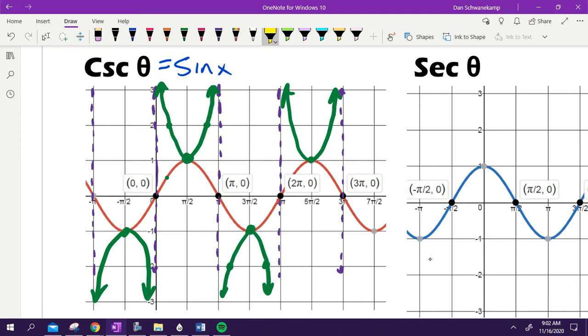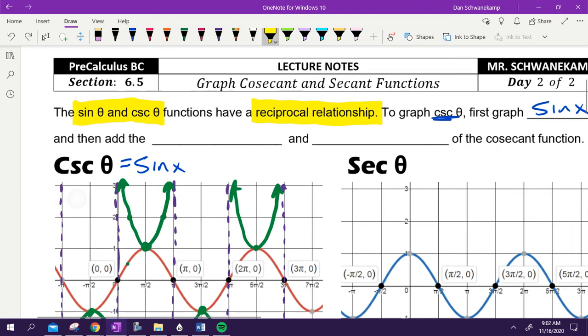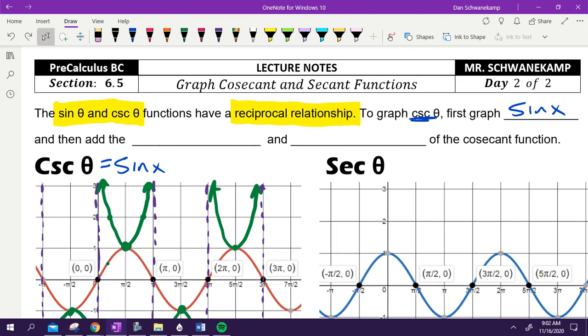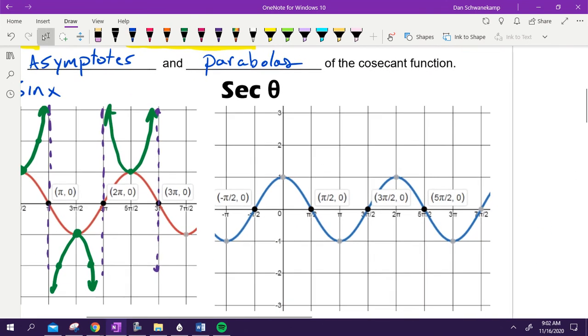I've got an upward and a downward parabola, and then I repeat it down and then up. There's another one, and so on. That is 2 period lengths. So the key to graphing cosecant: first thing you're going to do is graph sine, and then we are going to add the asymptotes and parabolas of the cosecant function.